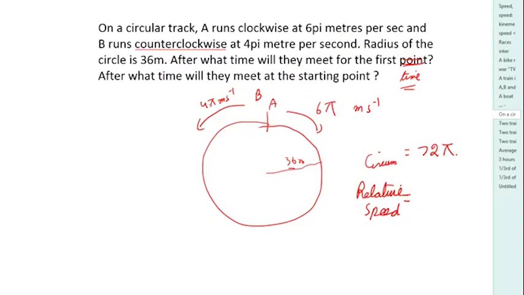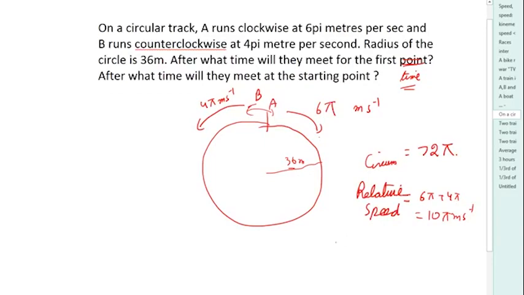You can also use running towards, but it's fine. In fact, either way you look at it, they're running towards each other at 10 pi meters per second, or running opposite to each other at 10 pi meters per second. Doesn't matter. So the relative speed over here is 6 pi plus 4 pi, or 10 pi meters per second. And they need to cover the entire circumference, either this guy or that guy.